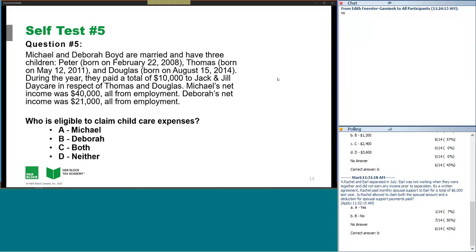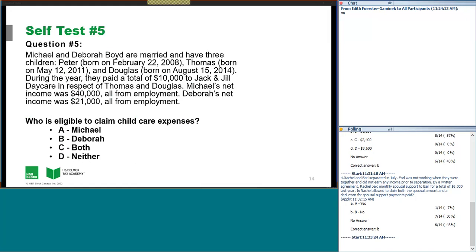All right, and then we have one more. We have Michael and Deborah Boyd. They're married. They have 3 children. Peter, born in 2008, Thomas, born in 2011, and Douglas, born in 2014. During the year, they paid a total of $10,000 to Jack and Jill Daycare. Michael's net income was $40,000 from employment. Deborah's net income was $21,000 from employment. Who is eligible to claim the child care expenses? Michael, Deborah, both, or neither? Okay, and I'm going to open that poll.